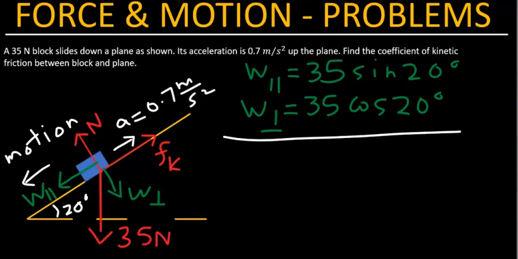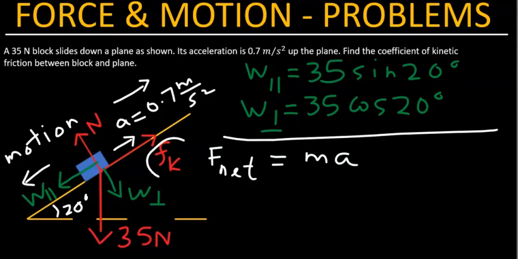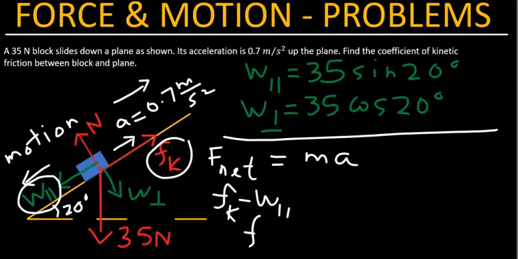Now we apply Newton's second law. Since the acceleration is up the plane, the net force must also be along that direction, following the direction of acceleration, because net force equals mass times acceleration. So let's determine the net force. There are only two forces acting along the plane. One is the kinetic friction, which is up the plane, and W parallel, which is down the plane. So the net force must be Fk minus W parallel, because Fk obviously must be greater than W parallel. Only then will the acceleration be up the plane.